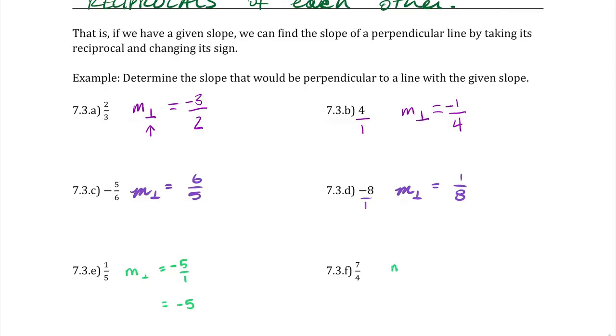Similarly, this next one with the slope of our perpendicular line, we flip it so the 4 on the bottom becomes a 4 on the top, and the 7 on the top becomes a 7 on the bottom, and it was positive, so now it's negative, and we're good.